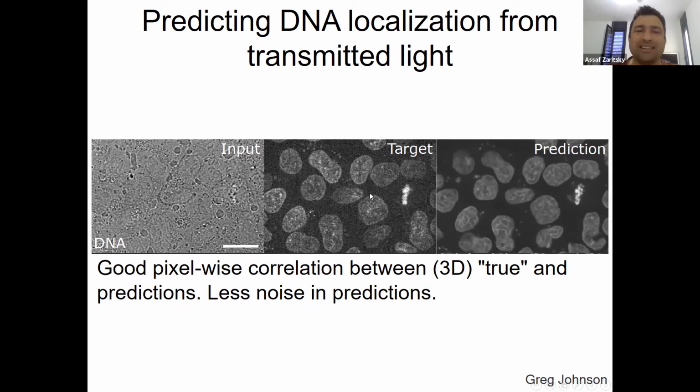Why is that? Why do you think the prediction is less grainy? The contrast is bigger in the prediction. No, it removes the stochastic noise, maybe.